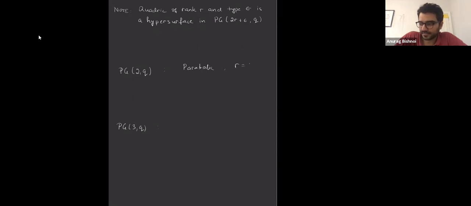And the rank is 1. And you can take the canonical form to be xy plus mu z square, let's say. Rank 1 implies it has no lines, it just has points. So this is just a conic.